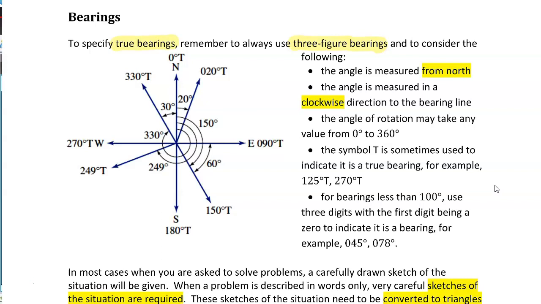That the angle is measured in clockwise direction to the bearing line. So, yes, as I said, there's our north line there, and we measure clockwise around from it. It's always measured from north, clockwise around. The angle of rotation may take any value from 0 degrees to 360 degrees.